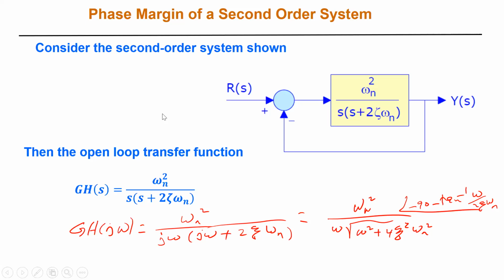How do I obtain the phase margin? I would like to obtain the phase margin for the system. So how do I proceed?